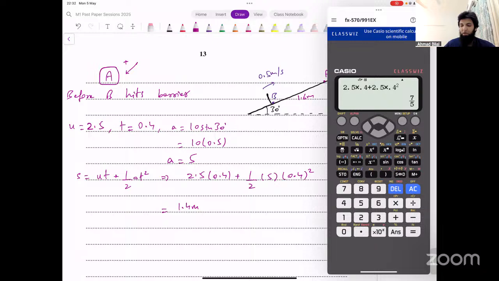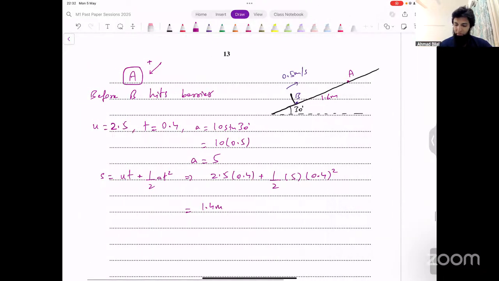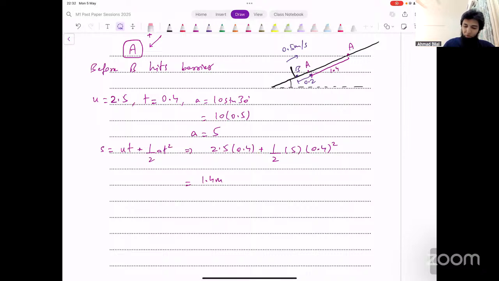All right. So now we know that A has already traveled 1.4 meters when B hit the barrier. So A is somewhere here, let's say, and we know that this distance was 1.4 meters. And the remaining distance between the two particles is only 0.2 meters. Okay. So now B is moving in the upwards direction. It starts at 0.5 meters per second.